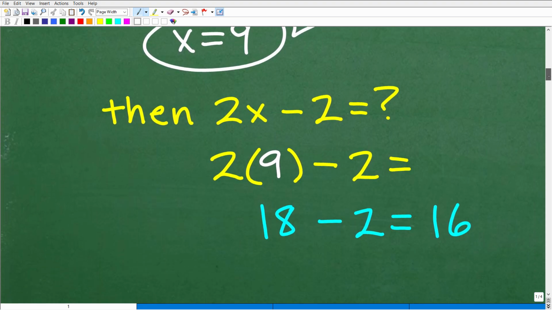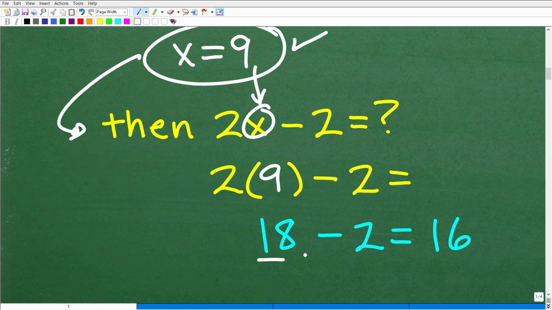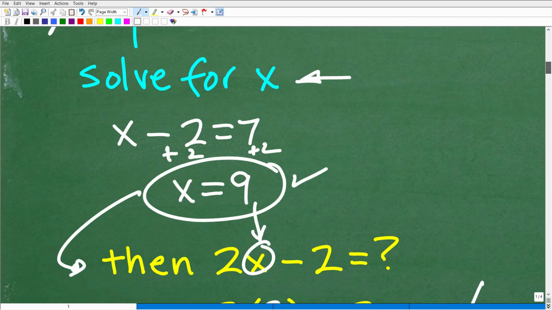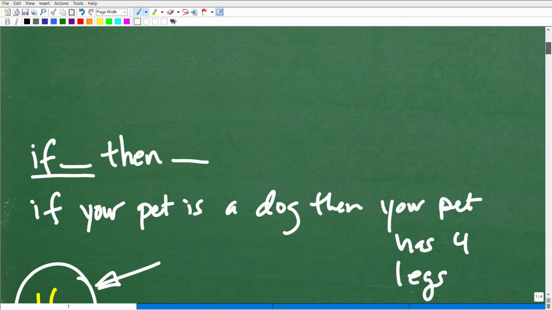So x is equal to 9. Well, if x is equal to 9, then 2x minus 2 is equal to what? All we have to do is replace this x with a 9. So we'll just plug in a 9 for that x. That's going to be 2 times 9, which of course is 18, minus 2 is in fact 16.